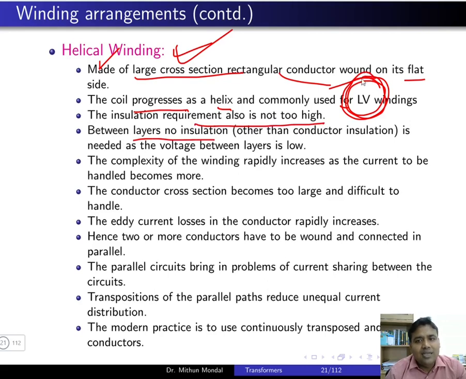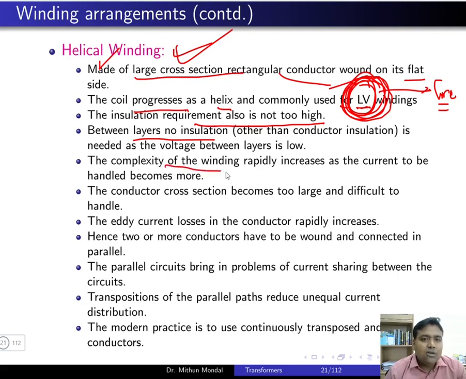Generally where the insulation requirement is less, it will go with low voltage winding, because the low voltage winding is near to the core. If it is near to the core, then it has to bear the flux. That is the reason clearance requirement and insulation requirement are more important for the low voltage winding.